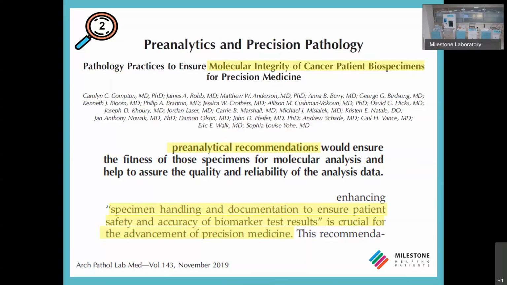I literally read from the bottom: specimen handling and documentation to ensure patient safety and accuracy of biomarker test results is crucial for the advancement of precision medicine. So there is a strong need to find standardization and a perfect way to collect the specimen.